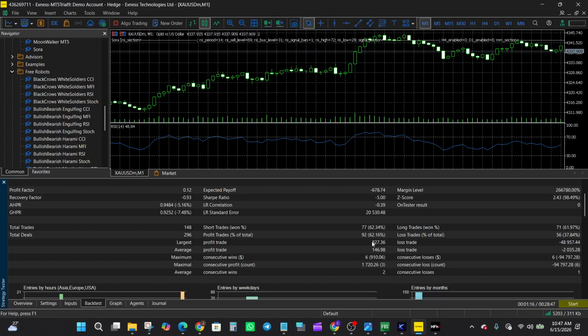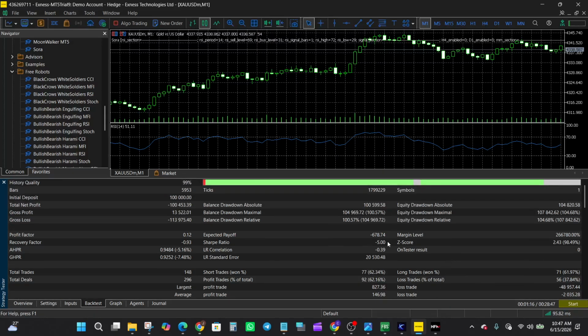The problem is likely the risk management. Now, if you look at the largest profit, it's 827.36. Largest loss is 48,957.44. You can see the difference. Average profit is just 146.98, but the average loss is 2,035.28. So the difference is much. The average risk to reward ratio is very bad. So it's not surprising to have the account blown.